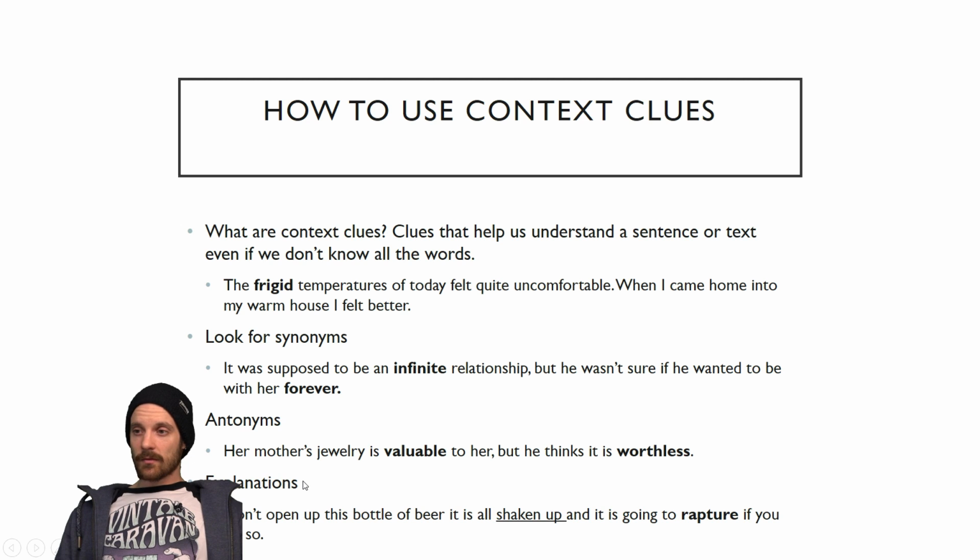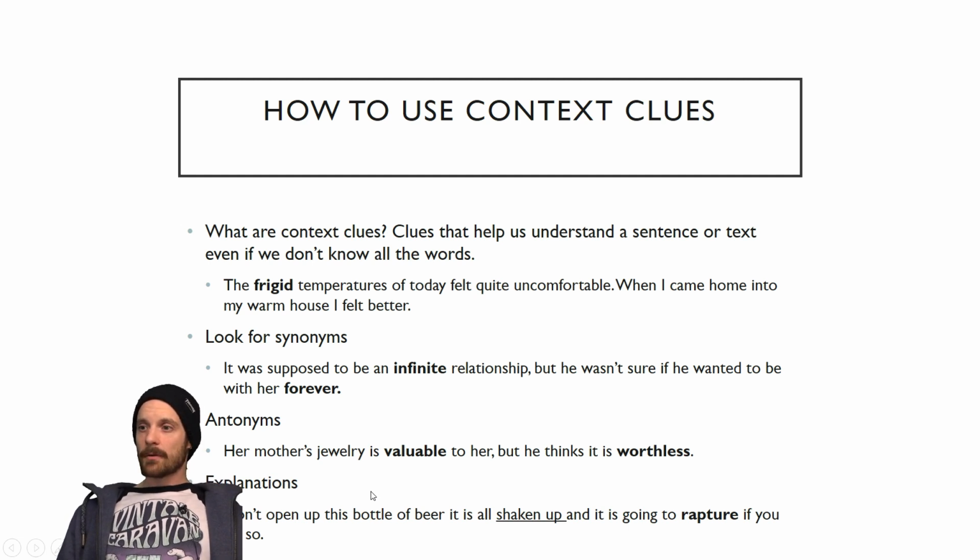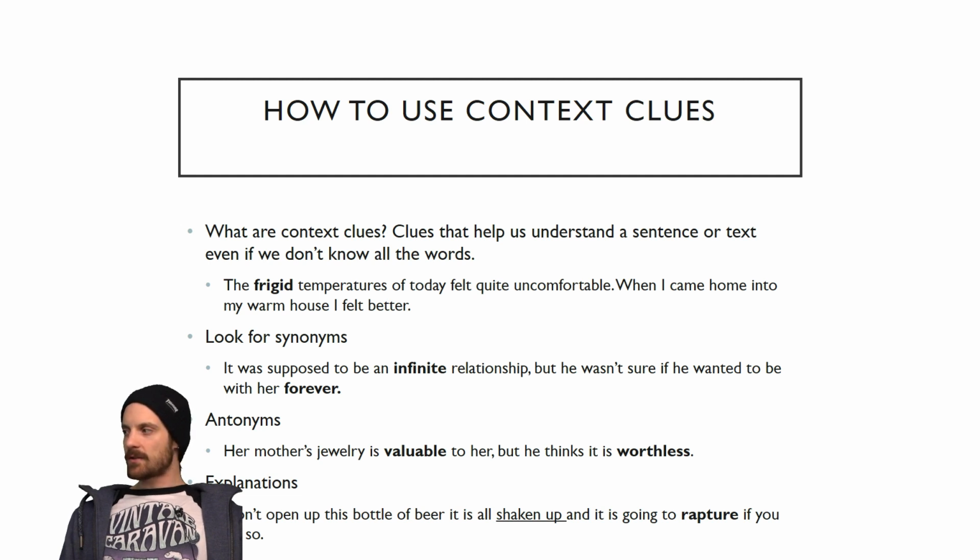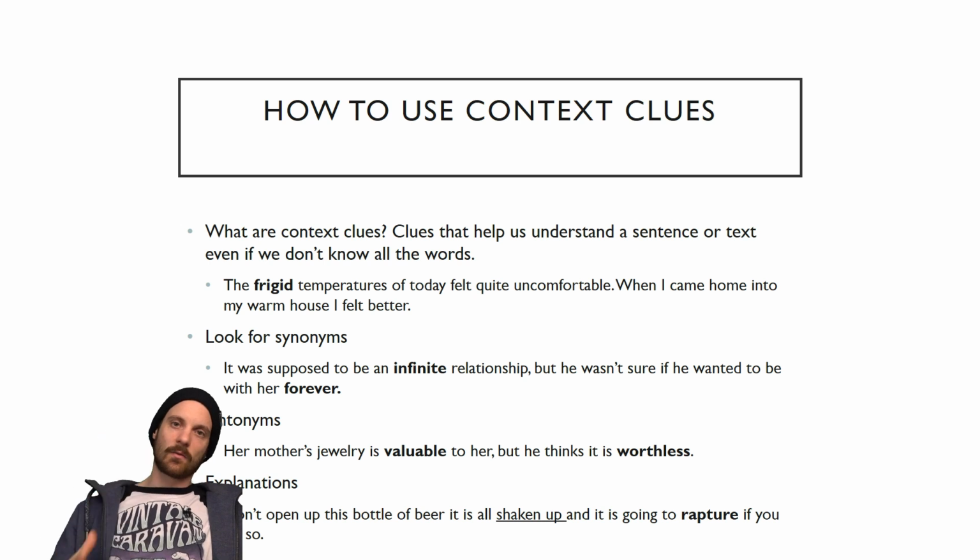Then we also have explanations. Very easy, I think. Don't open this bottle of beer, it is all shaken up, and it's going to rupture if you do so. In this case, you can really picture what is happening, and the result of the beer being shaken up is that it's going to rupture. And of course, you might know the word rupture, you might not. In this case, rupture means explode or spill in a fast way, you can imagine it. If you shake a can of Coke or a beer, it just ruptures.